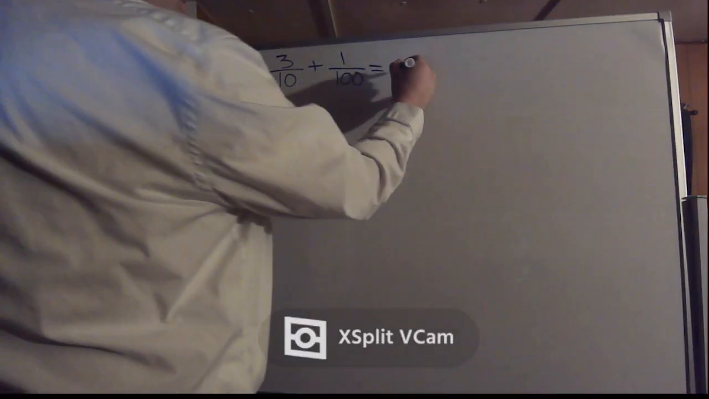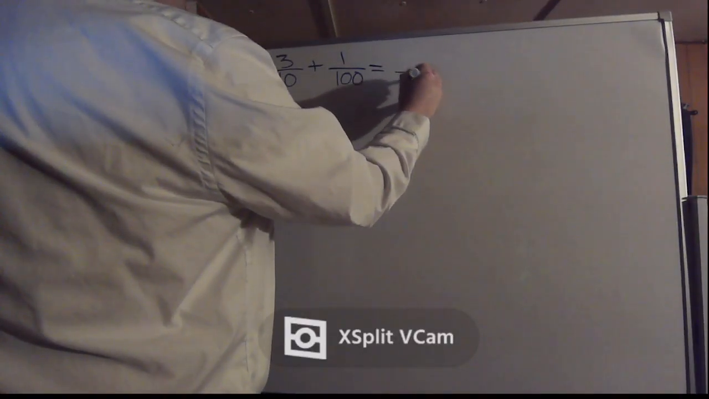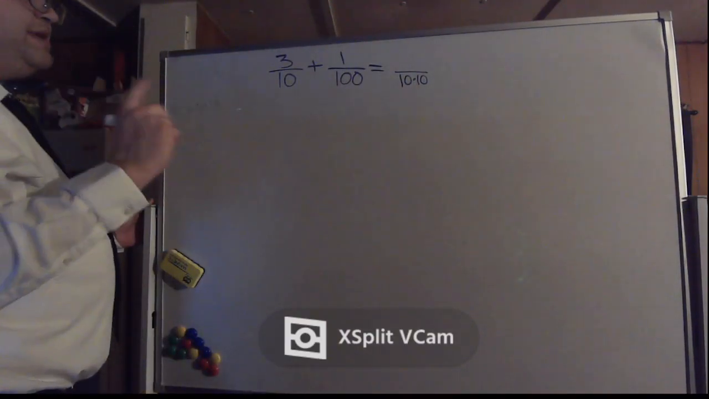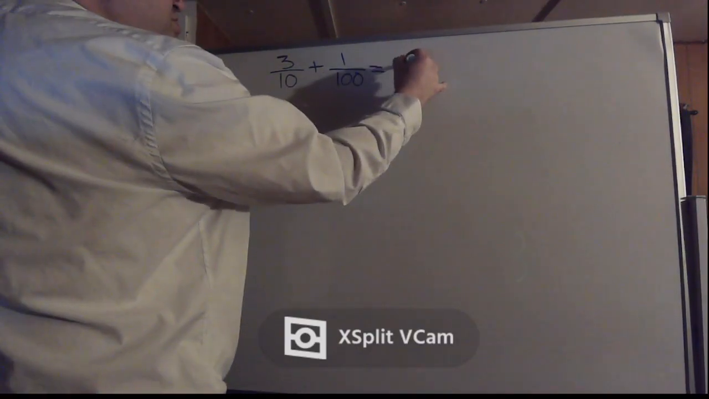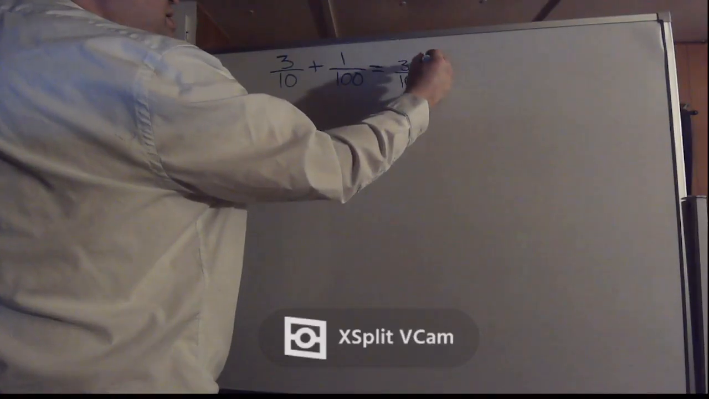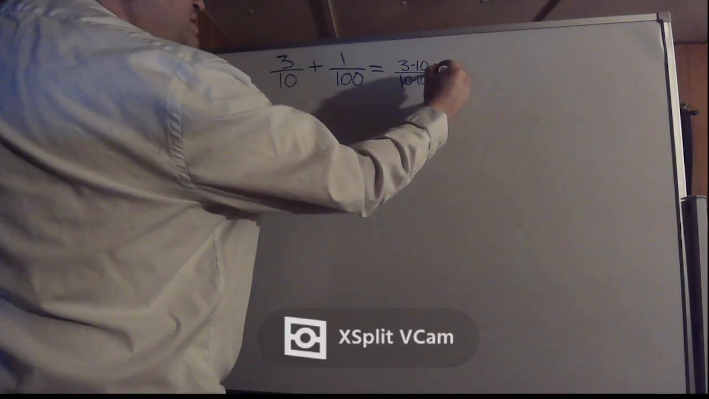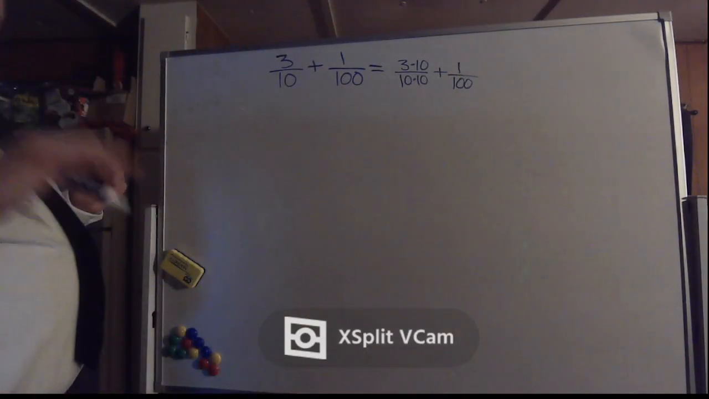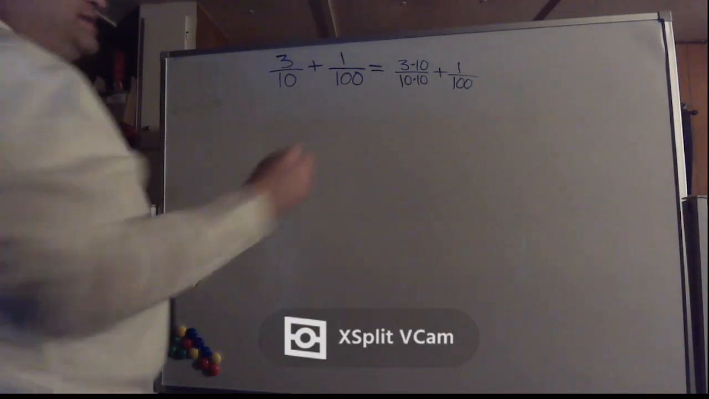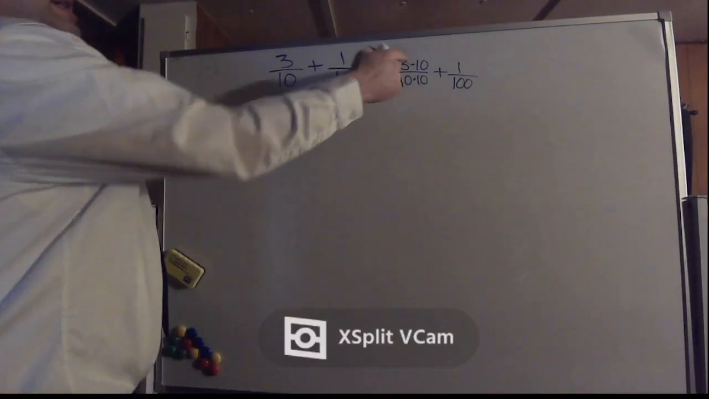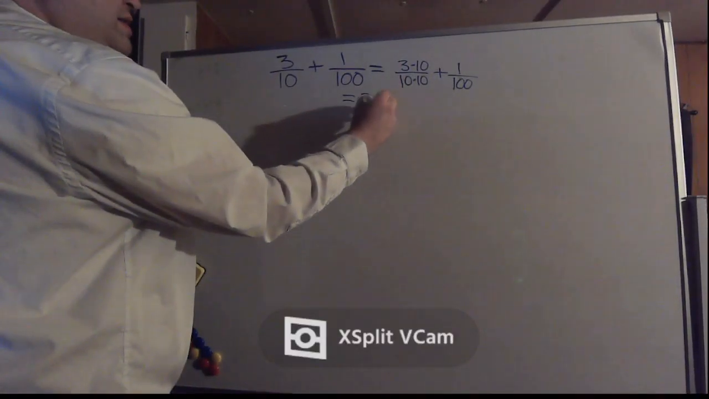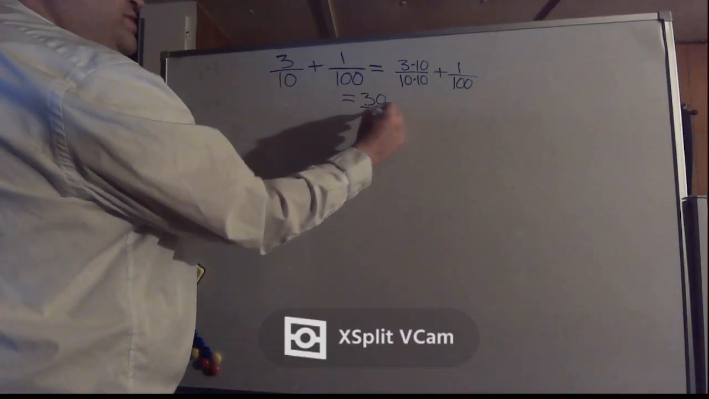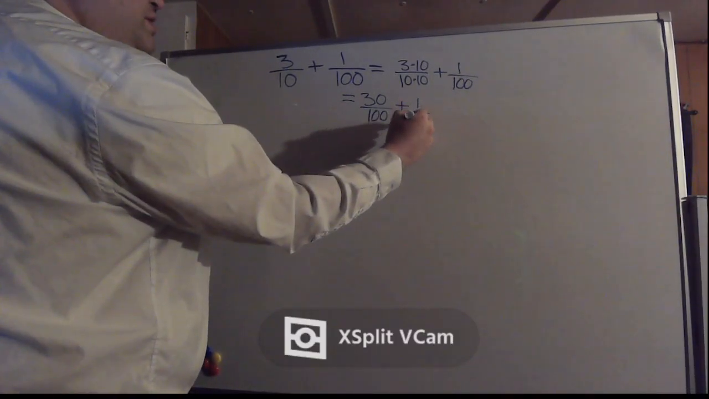So what you're going to do is 10 times 10 in the denominator, but again, what you do to the denominator, you have to do to the numerator. That would also be 3 times 10, plus 1 over 100, because the 1 over 100 is already in the least common denominator form. So 3 times 10 is 30 over 10 times 10, which is 100. You'll end up with 30/100ths plus 1/100th.